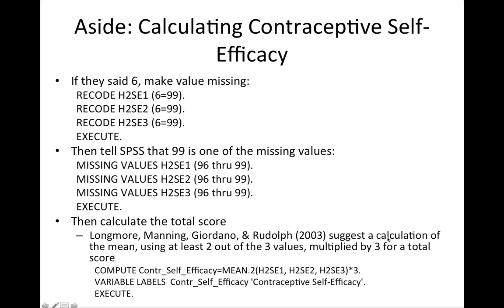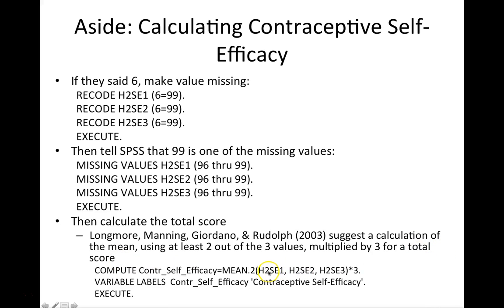They suggest a calculation of the mean using at least 2 of the 3 values. Some people have a refuse to answer for 1 of the 3 values, or 2 of the 3 values, for example. We only want to calculate a mean for people who answered at least 2 of the 3 values. So this piece of the calculation, mean.2, means that I want to get a mean of these 3 items, but only if there are at least 2 valid responses across these 3 items. They then recommended multiplying that mean by 3 for a total score.